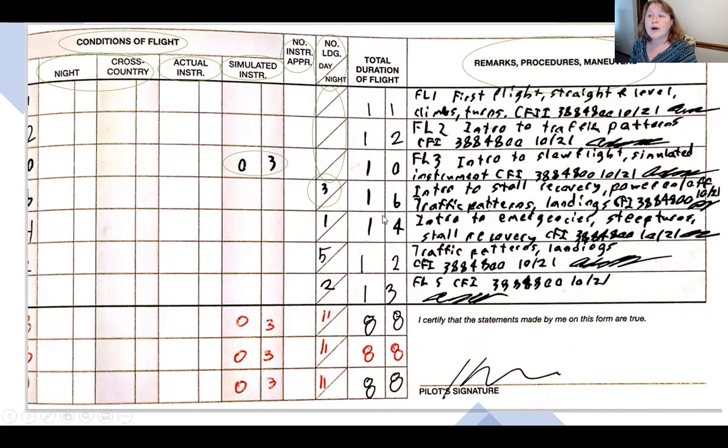Next, you'll have remarks, procedures, and maneuvers. These are anything that the pilot did that they wanted to highlight in their pilot's logbook. So you can see in this one, this was this particular pilot's first flight. He flew straight and level with no climbs or turns. Also, you'll notice that this one is signed by the certified flight instructor, and it has this certified flight instructor's number and date. The last one, you can see that there are no remarks, probably because this poor pilot did not have a very good day.